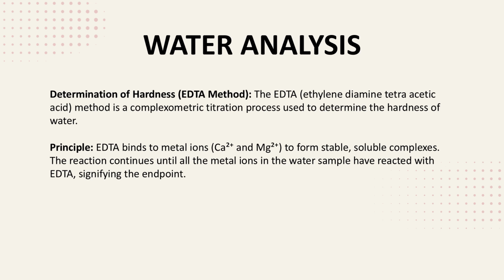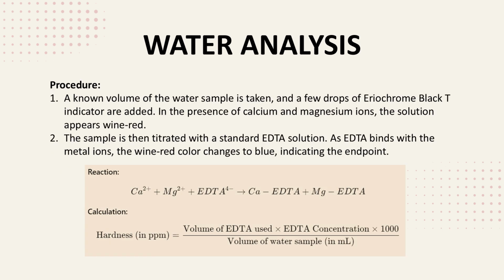This process involves complexometric titration, where EDTA, a chelating agent, binds with calcium and magnesium ions to form stable complexes. In this procedure, we add a few drops of Eriochrome Black T indicator to the water sample. In the presence of calcium and magnesium, the solution appears wine red. We then titrate the sample with EDTA, and as EDTA binds with these metal ions, the color changes from wine red to blue, indicating that all hardness ions have reacted.